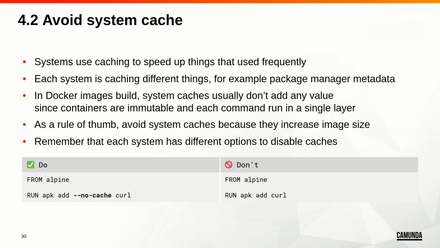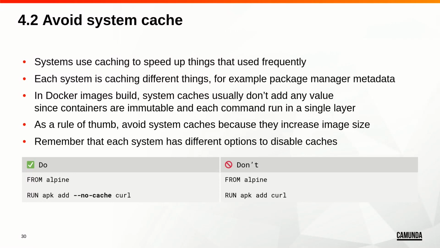Avoid system cache. Unlike Docker build cache, you need to avoid system cache. For example, most if not all Linux package managers have a caching mechanism to avoid retrieving metadata when it was retrieved recently. So system caching is designed to speed up things that are used frequently, but within Docker, each build is actually independent. So system caches are not helpful at all.